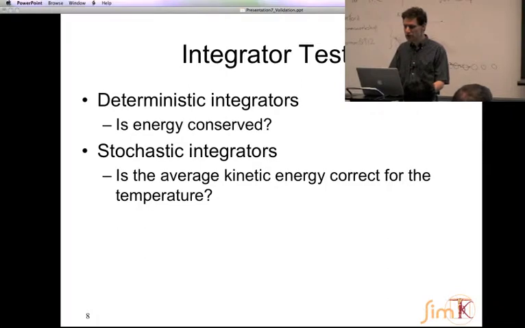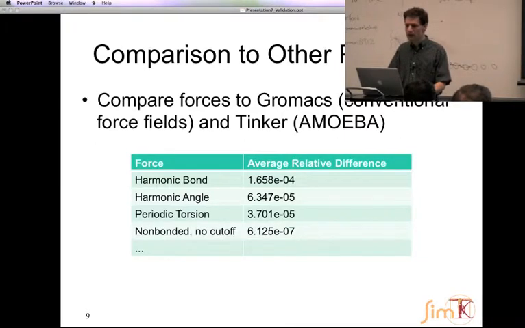Third class of tests we do is tests of the integrators. For deterministic integrators like Verlet, we just check, is the energy conserved? Run a simulation, and you expect the fluctuations in energy over the course of the simulation to fall below a threshold. And for stochastic integrators, we check the kinetic energy. You expect that the kinetic energy on average should be 1/2 kT per degree of freedom. So we just run a simulation, compute the average kinetic energy over it, and see if it's the correct value for the temperature.